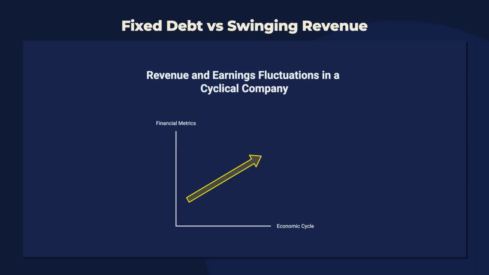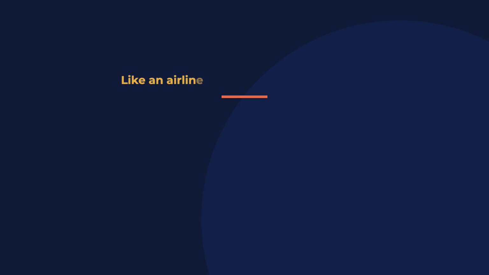Picture fixed interest payments as a flat, unmoving line while revenue swings wildly above and below it. In a boom, revenue soars over that flat line and earnings rocket. In a bust, revenue dives below it and earnings crater. The interest bill never changes, so it's the swinging revenue that leverage amplifies.